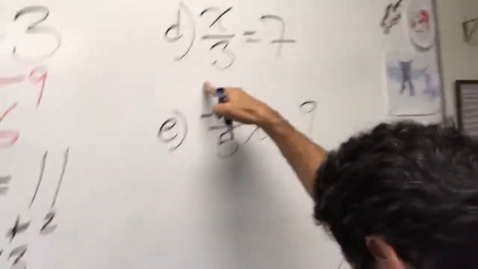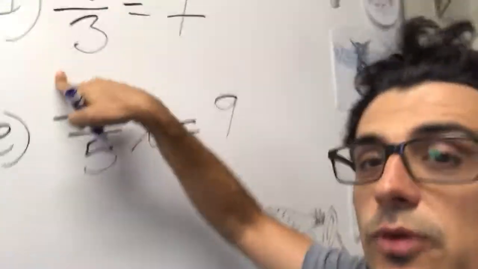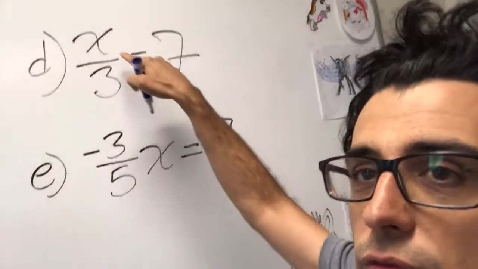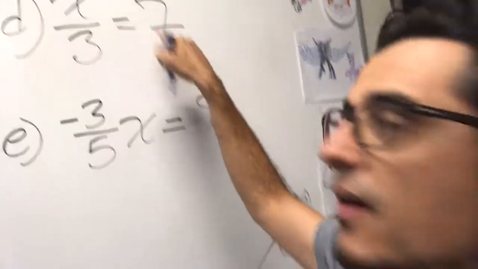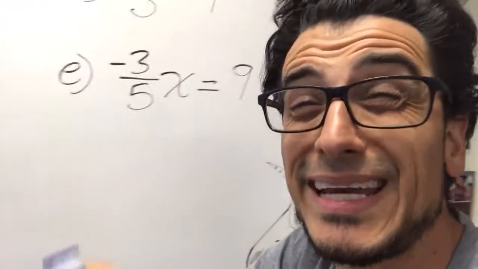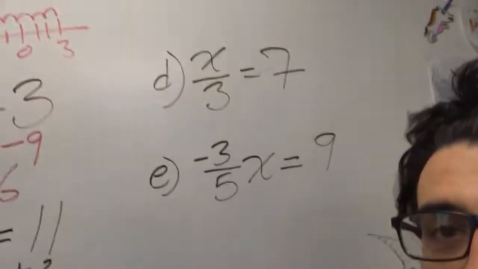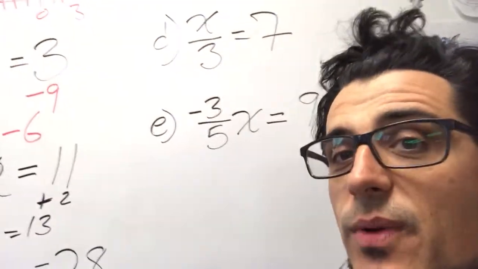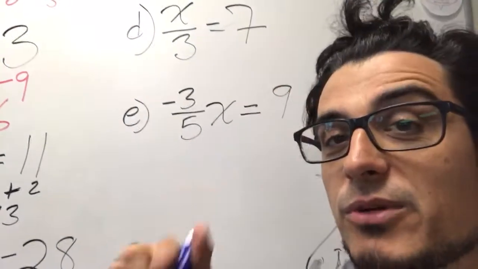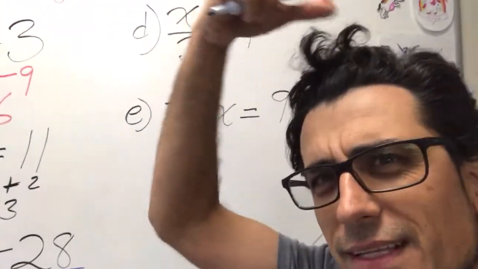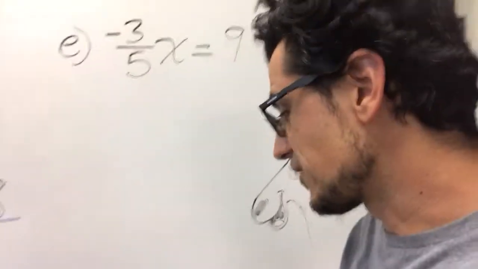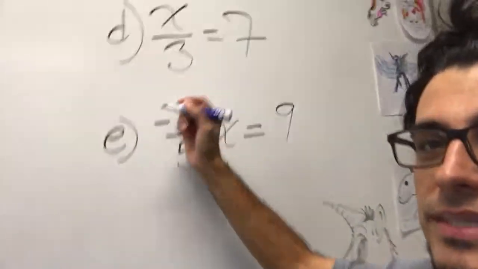Up here I got letter D. In this one, we have x over 3 is equal to 7. Now, x over 3 implies it's dividing. x divided by 3 is equal to 7. Well, what we're going to have to do to solve that one is do the opposite of dividing by 3, which is multiplying by 3. That looks good right there. So we're going to be multiplying by 3 in this case.